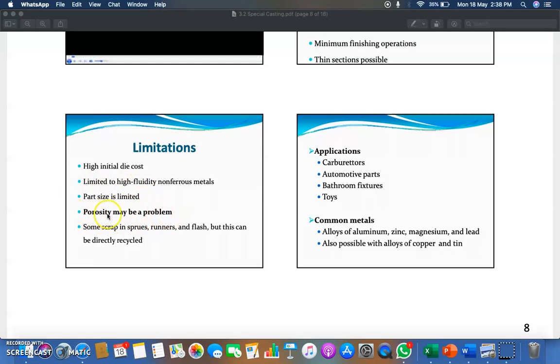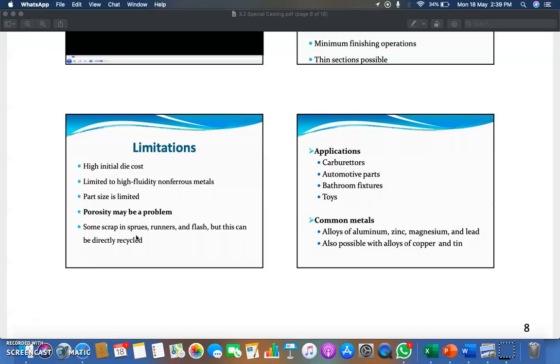Porosity may be a problem, because you are applying the pressure, and there may be some air trapped in between. You are pouring the molten metal from the ladle and applying the pressure from the piston. So in between, if there is some air, then that may create some kind of porosity. Some scrap in the sprue, runners and flash may be produced, but this can be directly recycled. So that recycling of the process can be done, so it will not affect your efficiency or your manufacturing yield.